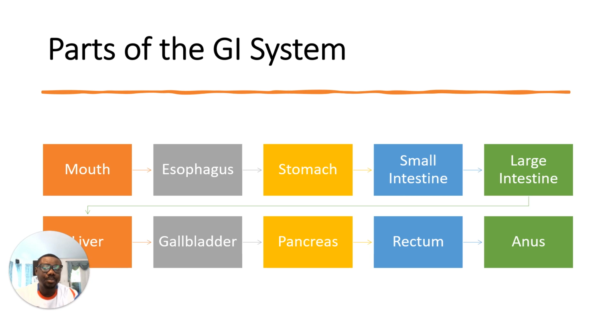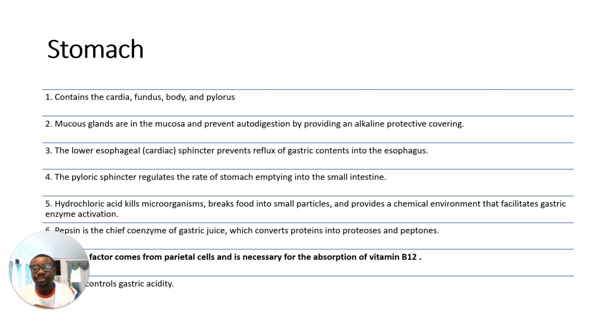Now, the system has parts. It starts from the mouth, the esophagus, the stomach, the small intestine, the large intestine. You have the liver, the gallbladder, the pancreas, the rectum, and the anus. These are just the main parts of the GI system.